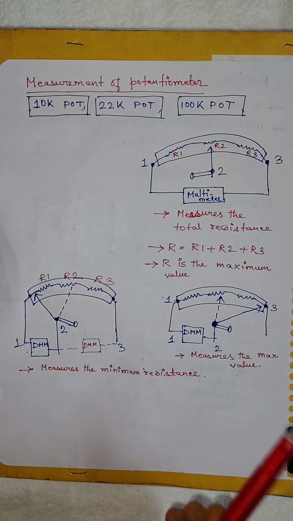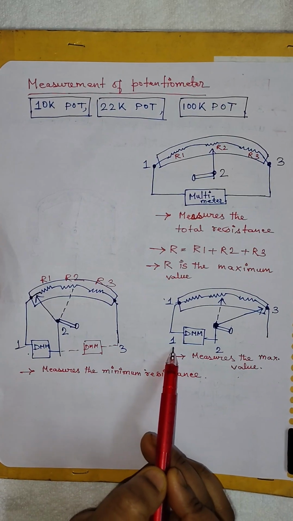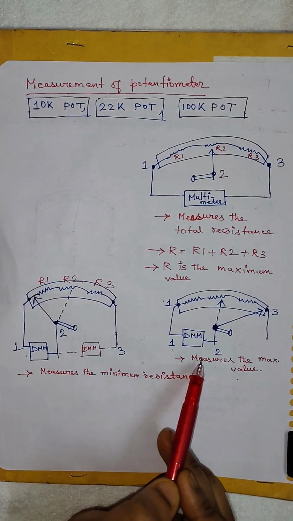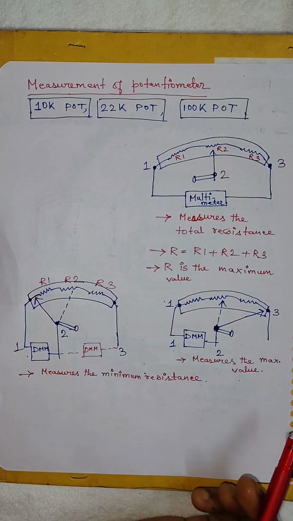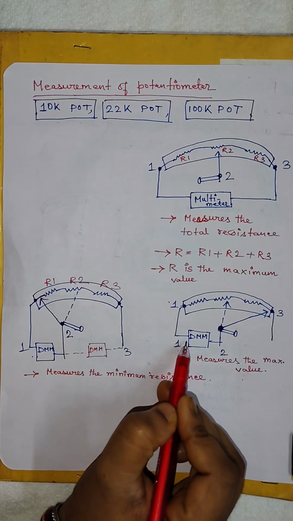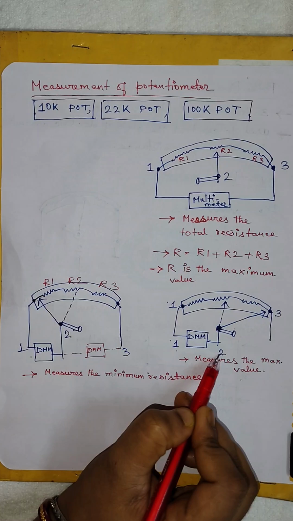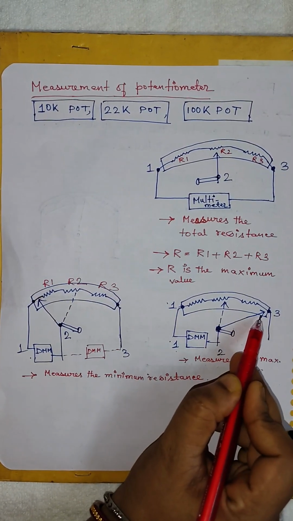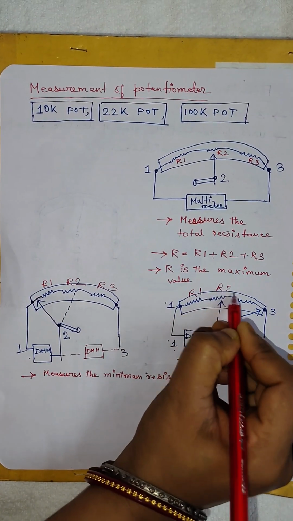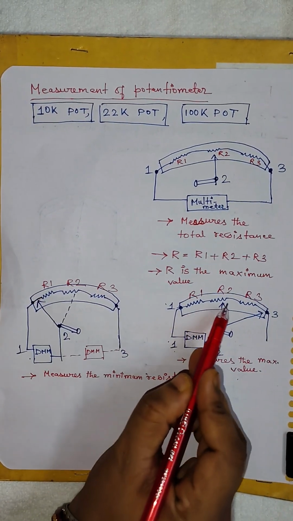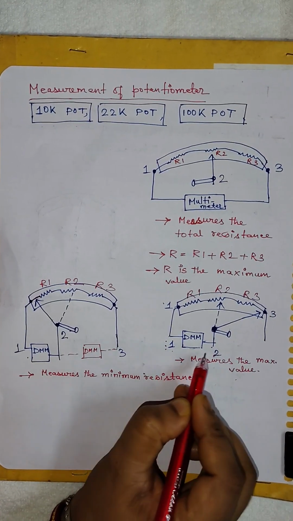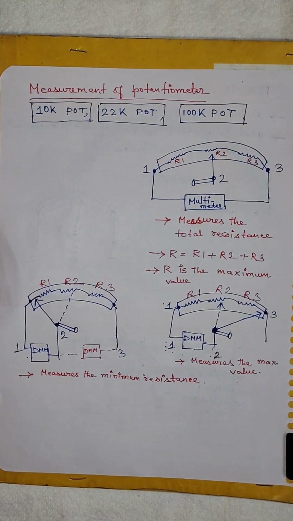Now another process, using the terminal 1 or terminal 3 and the sliding contact, which is the terminal 2, using these two terminals, we can measure the maximum value of the potentiometer also. How? Now if you are placing your DMM between terminal 1 and terminal 2, then your sliding contact position should be placed at the maximum end of the potentiometer. Then it is basically connecting R1, R2 and R3, the whole resistances between the terminal 1 and terminal 2, and as your DMM is placed between terminal 1 and terminal 2, it will measure the maximum value of the potentiometer.